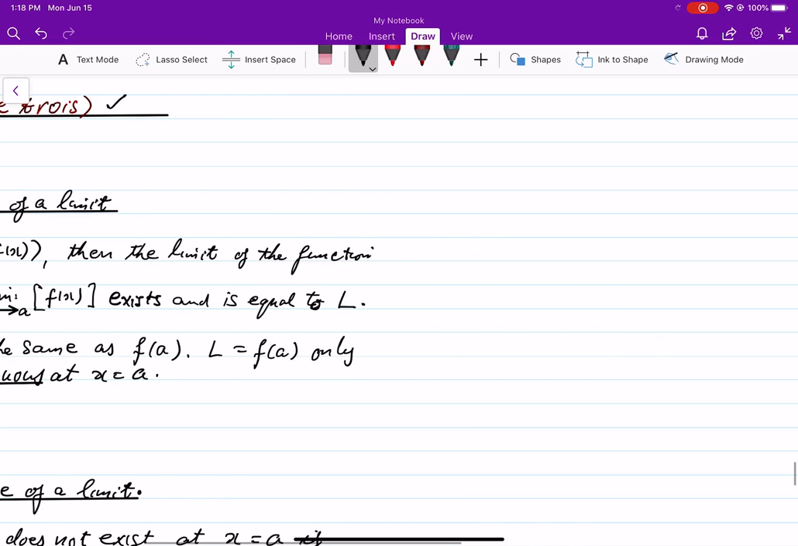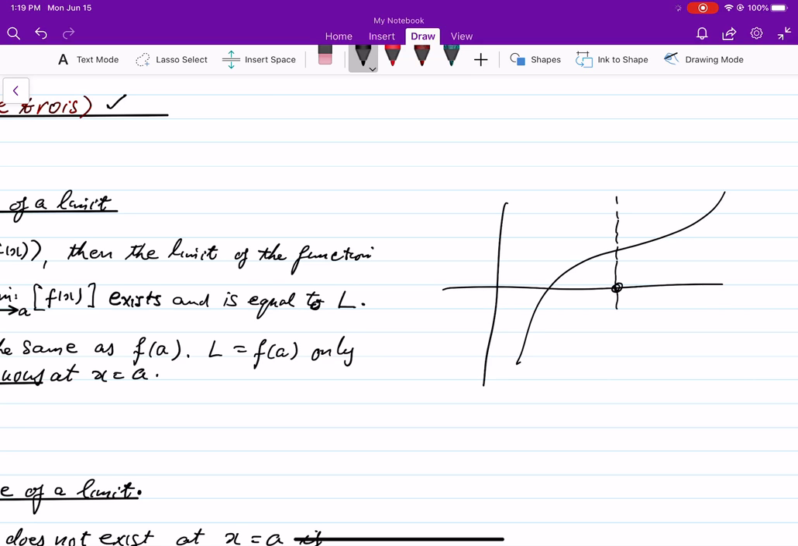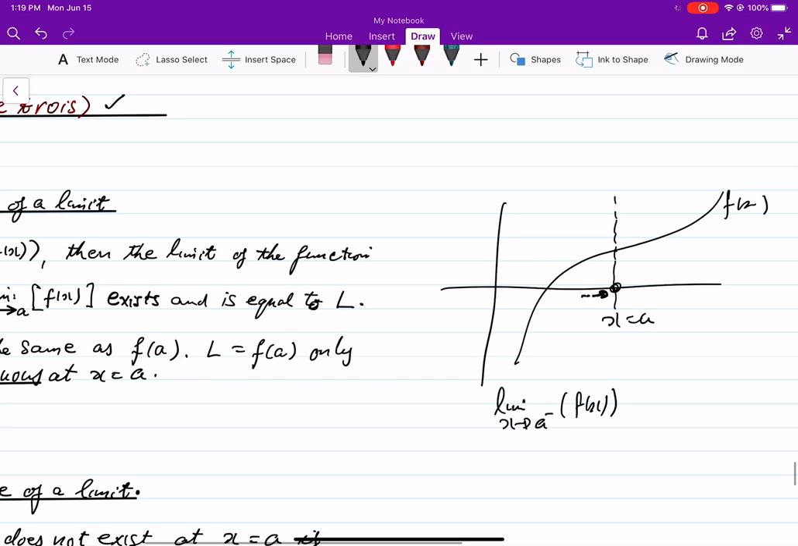Well, you may have a function, and let's say this value is x equal a. The limit as x approaches a minus of f of x, if this is f of x, that means you're finding the limit as x is approaching a, but from the left of a, from a value of x that's a little less than a. And you can see as x is approaching a from the left, the function is approaching this value right there.